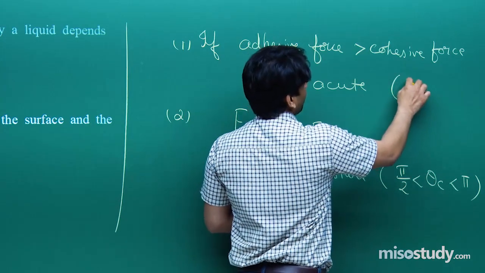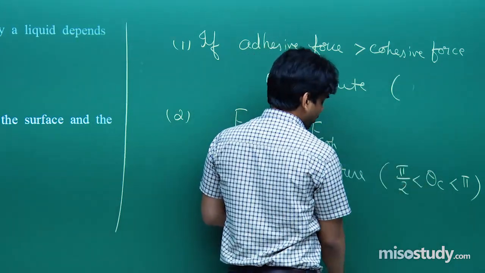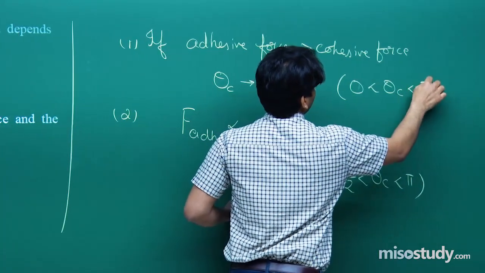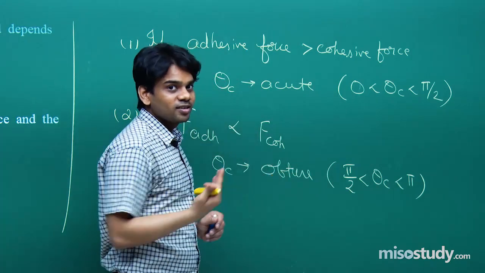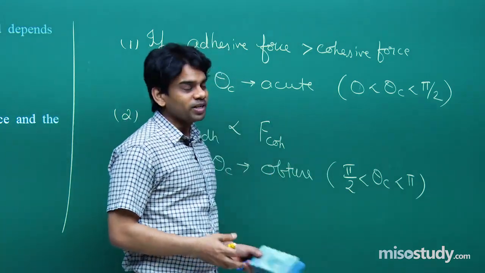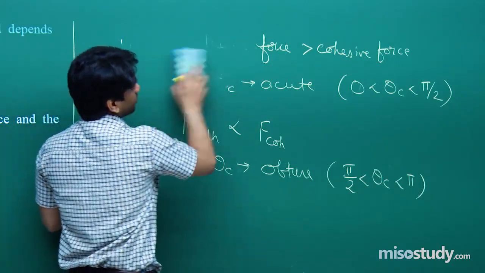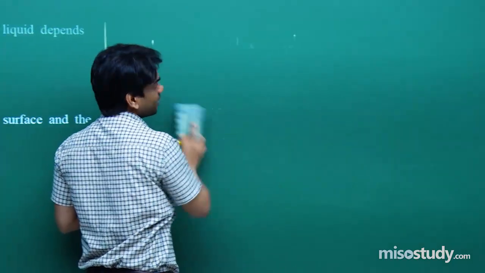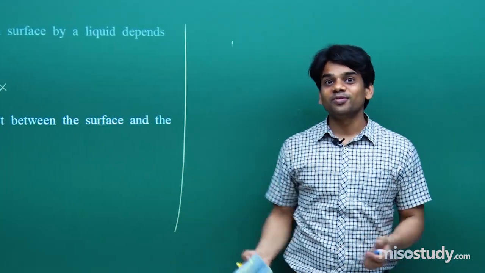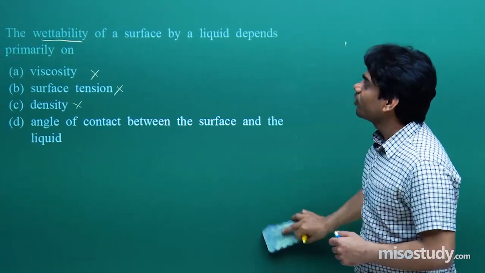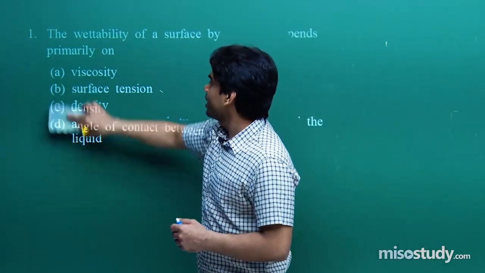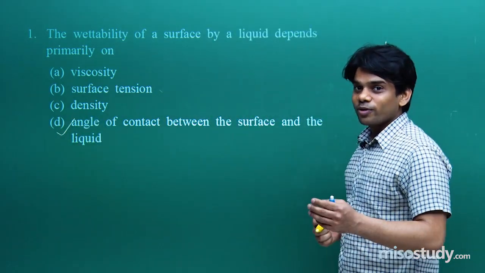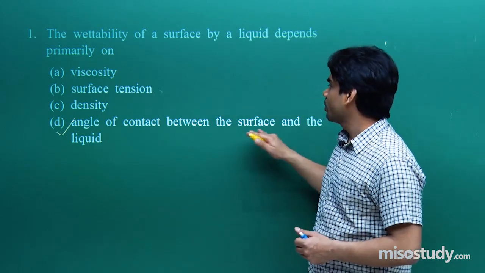In this case, the angle of contact will lie between 0 to pi by 2. This range gives us the value where the angle of contact will lie. Now after this, we can clearly make out that if adhesive force is more, it's going to wet the surface, hence the angle of contact will give you the idea of wettability of a surface by a liquid. So the right answer will be option D, angle of contact between the surface and the liquid. I believe you have understood the logic behind this.